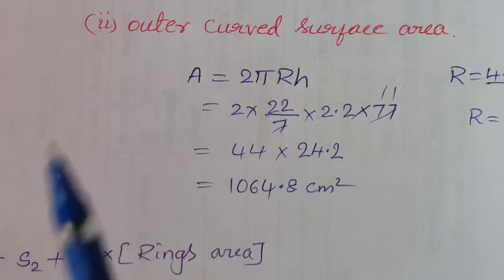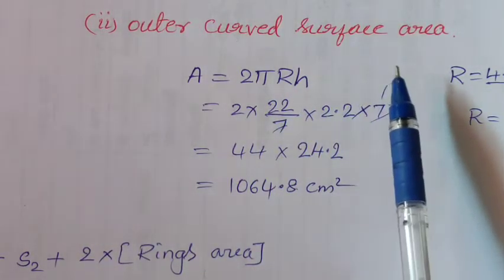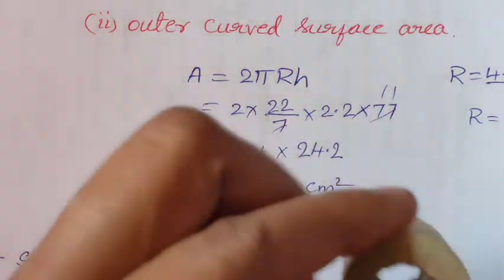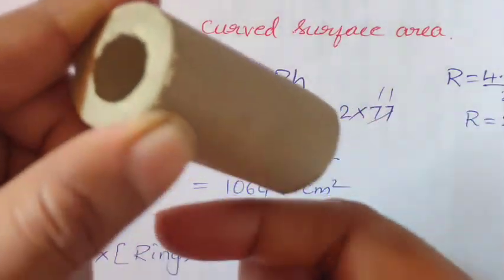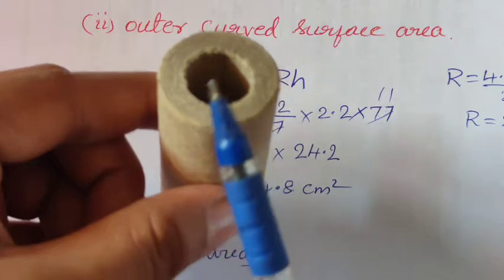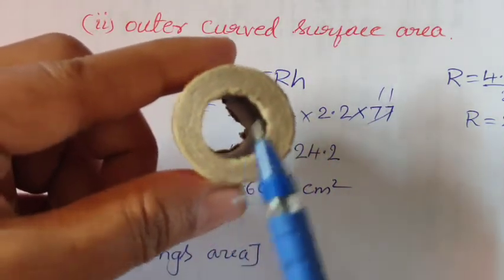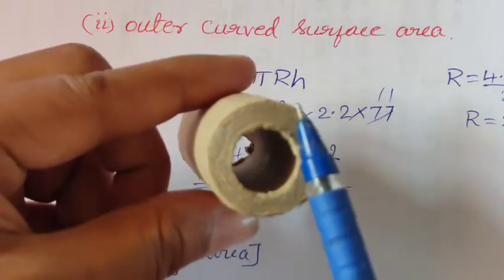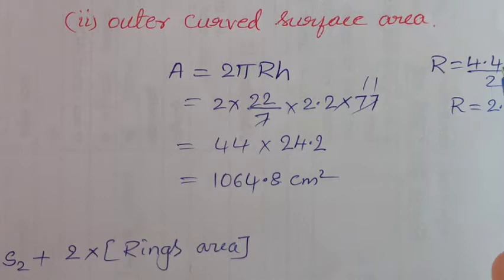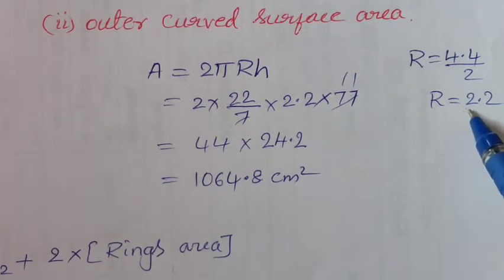The second one is the outer curved surface area. So when we are going to the outer curved surface area, look at this one. This is the outer curved surface area of the metal pipe. So how to find it? You take the outer diameter, from this edge to this edge. That is 4.4 centimeter. So radius will be half, that is 2.2 centimeter.